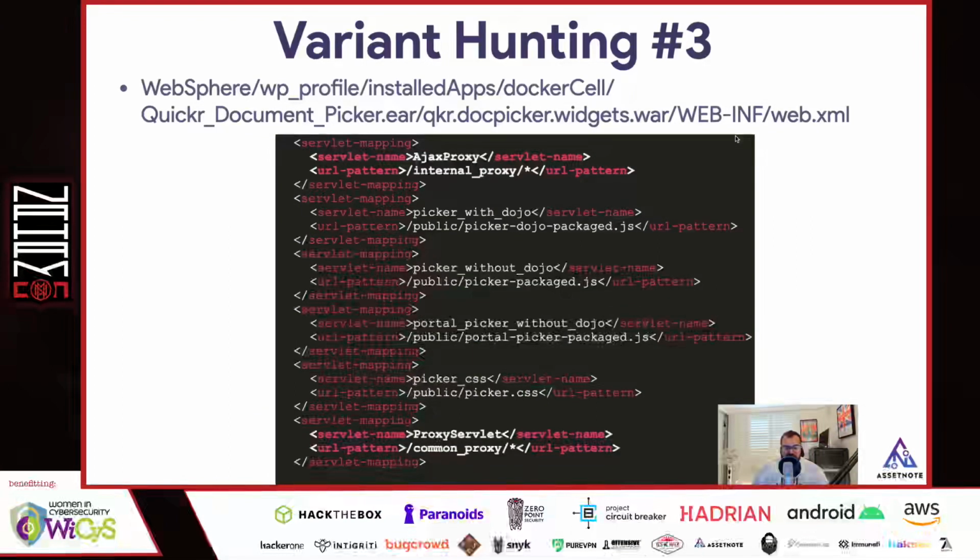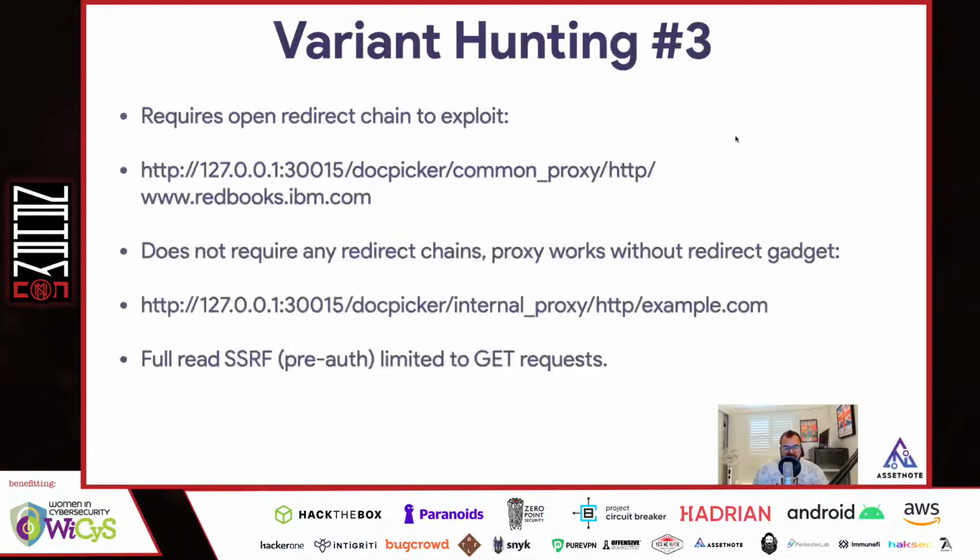Another variant that we found was inside the quicker document picker, and it had an internal proxy as well. And looking at the internal proxy and also the common proxy is very straightforward. You could just hit these two endpoints and also proxy to any URL, any location. One with the redirect gadget and one without the redirect gadget. This is again a full read SSRF pre-auth, but it's limited to GET requests.